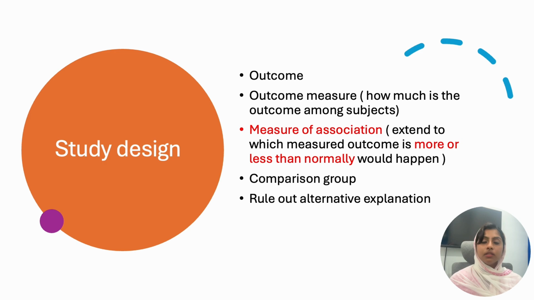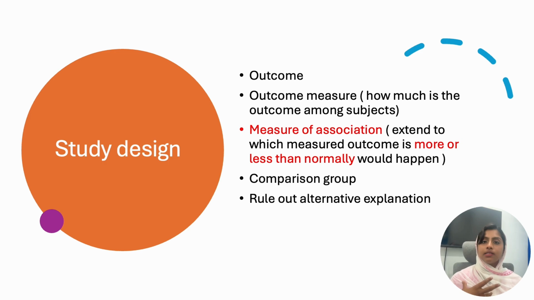So we are going to learn today about the measure of association. This basically determines the extent to which the measured outcome occurs compared to normal in a group of subjects. For example, how much lung cancer occurs among smokers compared to non-smokers. That basically determines the measure of association. So we'll need a comparison group, and we also need to rule out the alternative explanations, which are basically chance, bias, and confounding.